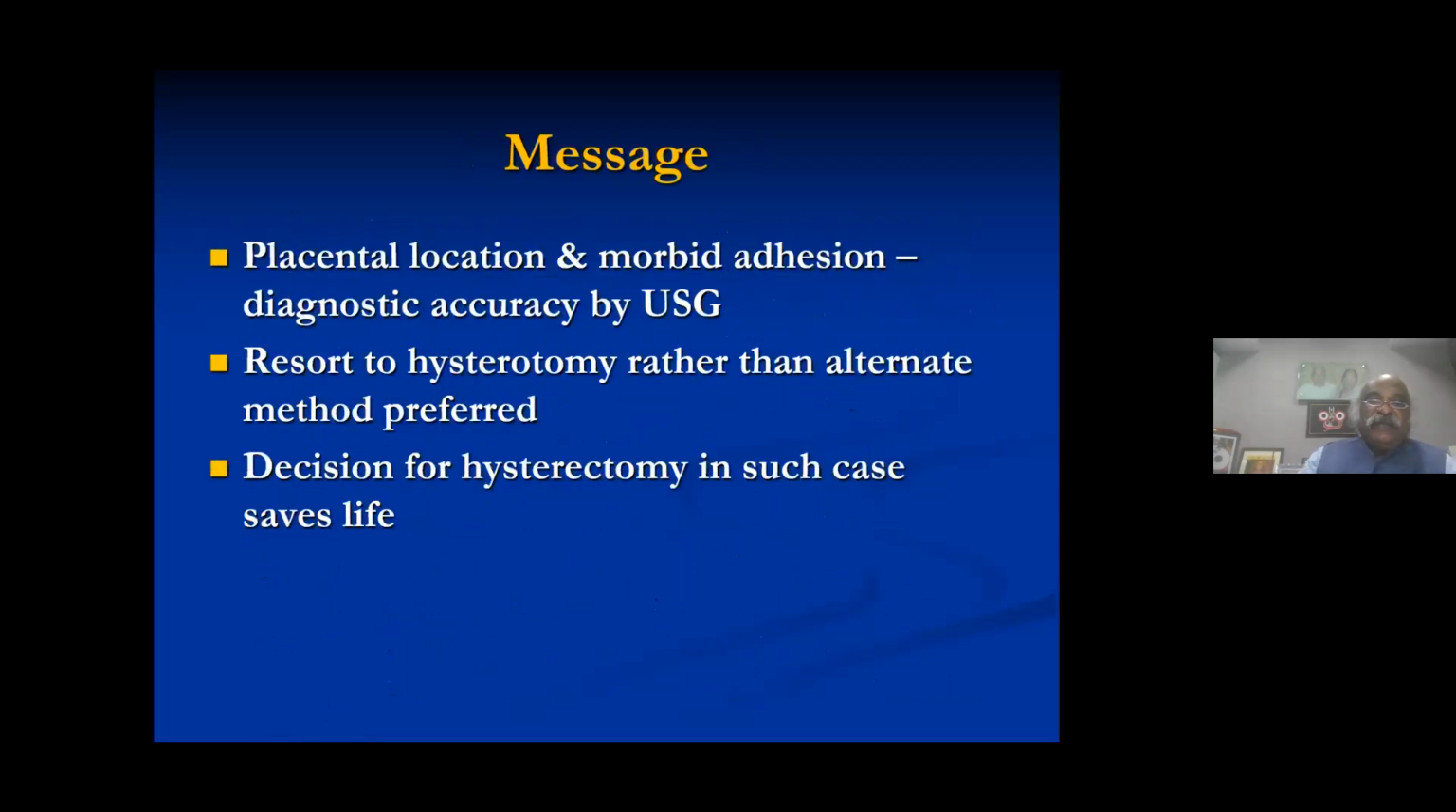So the message is placental location, morbid adhesion, diagnostic accuracy by ultrasound. This is important, diagnostic accuracy. We should know that the location of the placenta and a morbidly adherent placenta should always be assessed in all pregnancies. Resort to hysterectomy rather than alternate methods is preferred. The decision for hysterectomy in such cases saves life. So these are the cases where you must be very, very careful. The prime importance is the life of the patient.